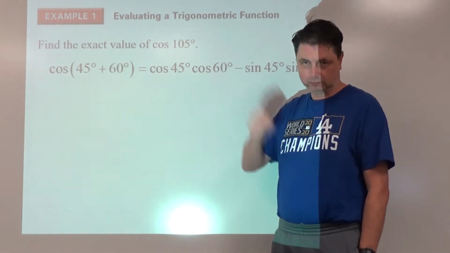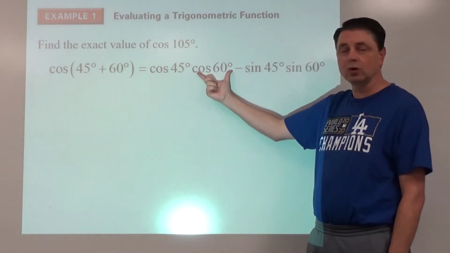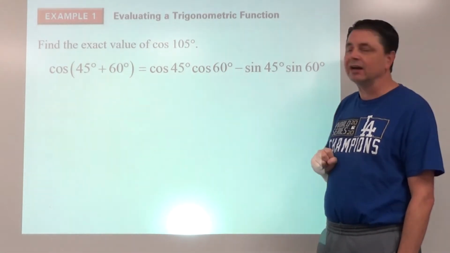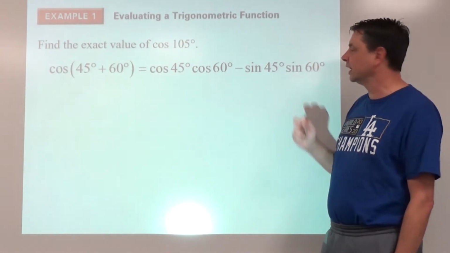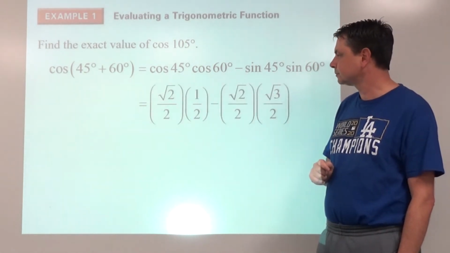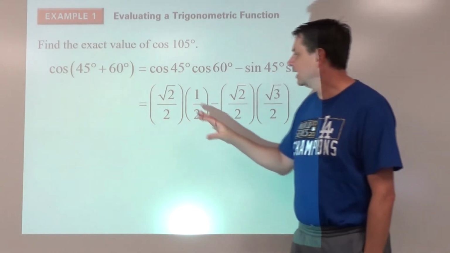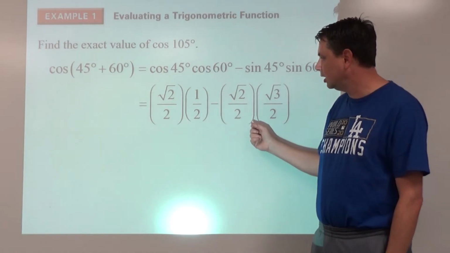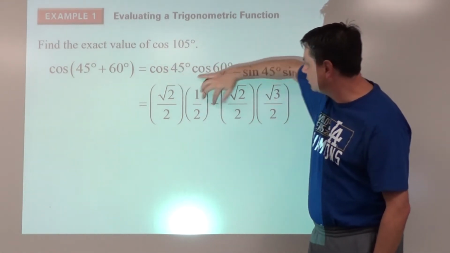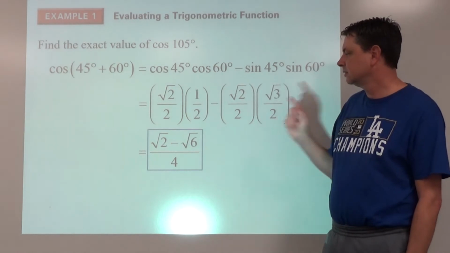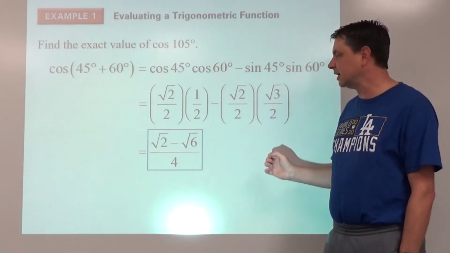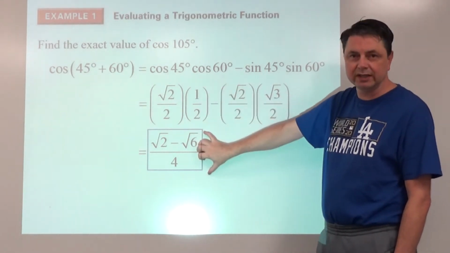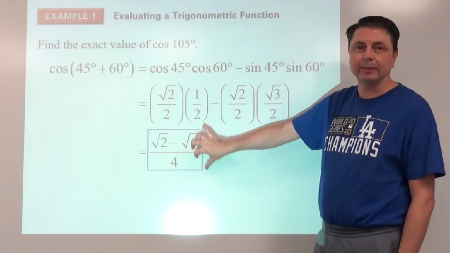X-coordinate 45 degrees, root 2 over 2. X-coordinate at 60 degrees, 1/2. Y-coordinate at 45 degrees, root 2 over 2. Y-coordinate at 60 degrees, root 3 over 2. And then the nice thing here is if we multiply these together, they do have a common denominator of 4. The numerator is going to be root 2 minus root 6. There we go. Now, both WebAssign and the back of the book are going to have slightly different answers that will be equivalent. Both will accept this.